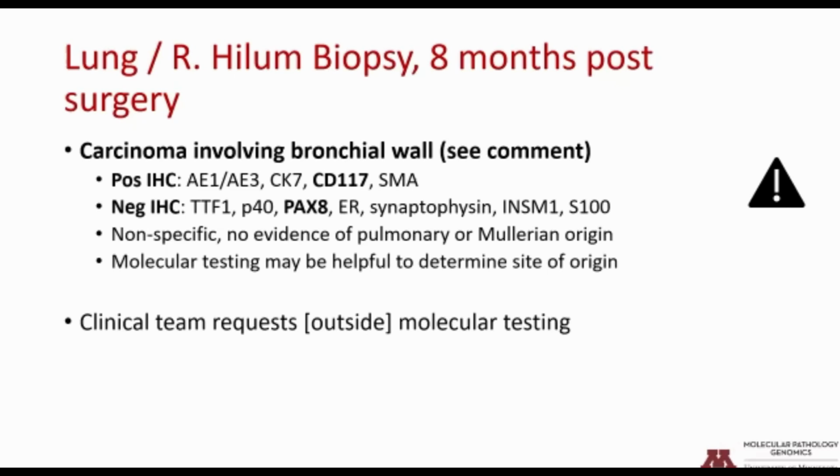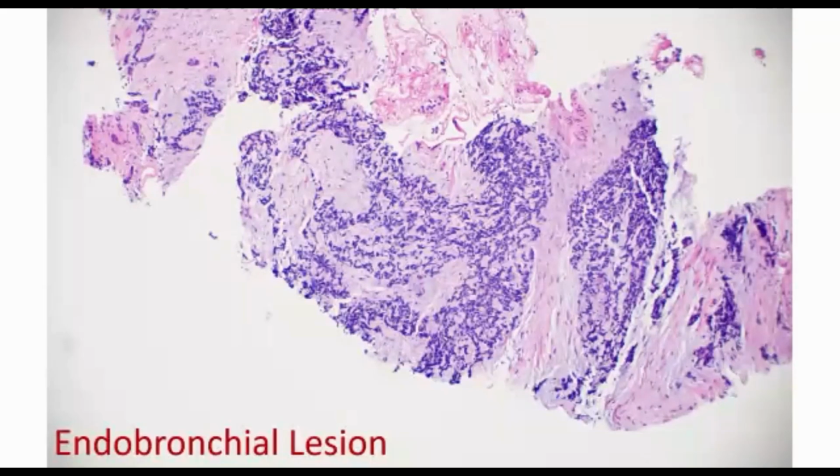It very clearly says in the diagnostic comment that this is a nonspecific immunophenotype, but there's no clear evidence of pulmonary or Mullerian origin. Again, they don't go much further than that, and again, it's not necessarily clear in hindsight exactly how much communication or how much clarity there was with the clinical team. But they did recommend in the surgical pathology report that molecular testing could be helpful to determine that site of origin. And so the clinical team requested outside molecular testing, again, leading to disintegration or discohesion in test results. It wasn't sent to us, it was sent outside to try and figure out what was going on.